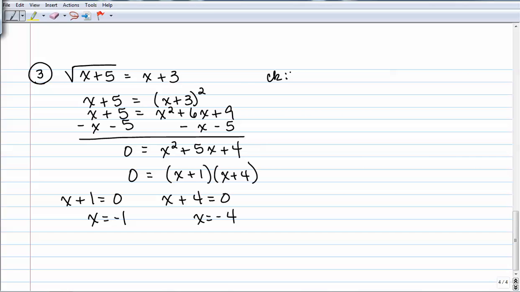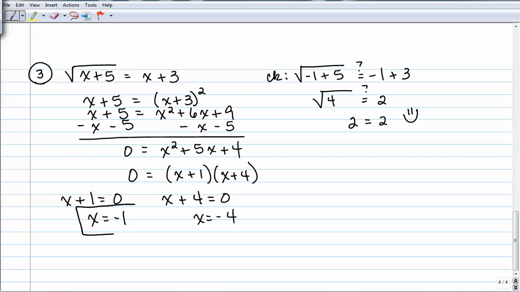So starting with negative 1, remember we're going to plug negative 1 into our original equation for x. Is the square root of negative 1 plus 5 equal to negative 1 plus 3? Is the square root of 4 equal to 2? Yes, 2 equals 2. That answer checks, so one of my solutions is x equals negative 1.